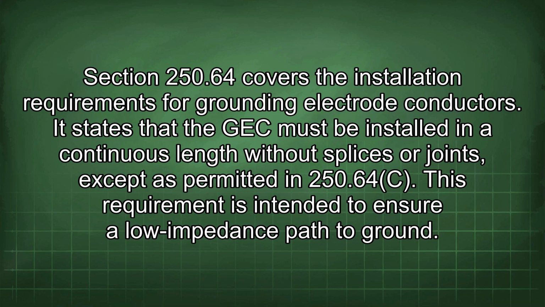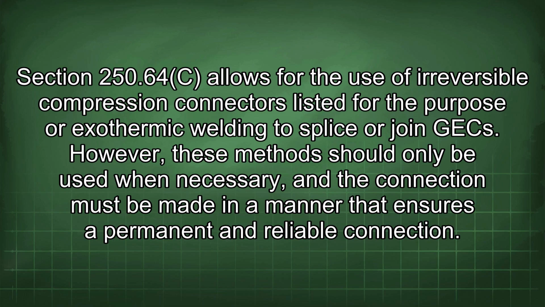Section 250.64 covers the installation requirements for grounding electrode conductors. It states that the GEC must be installed in a continuous length without splices or joints, except as permitted in 250.64(C). This requirement is intended to ensure a low impedance path to ground. Section 250.64(C) allows for the use of irreversible compression connectors listed for the purpose or exothermic welding to splice or join GECs. However, these methods should only be used when necessary, and the connection must be made in a manner that ensures a permanent and reliable connection.